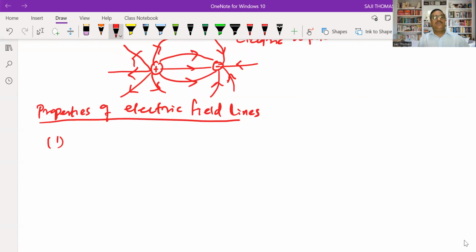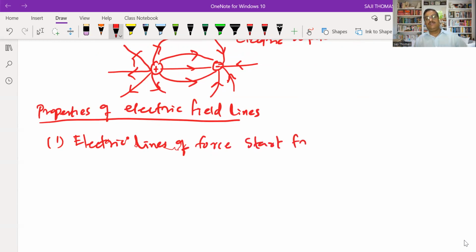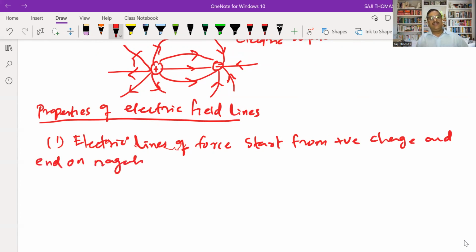One, these electric field lines start from a positive charge and end on a negative charge. They start from a positive charge and end on a negative charge. Electric lines of force start from a positive charge and end on a negative charge.